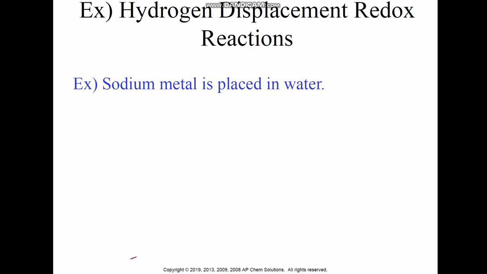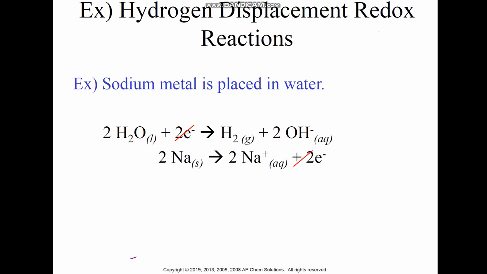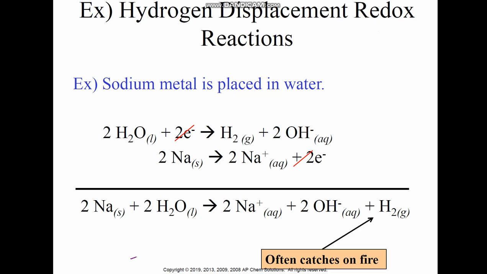When we have sodium metal placed in water, since sodium is on our list of things that displace hydrogen, sodium is going to displace the hydrogen. In our reduction reaction, the water gains the electrons, giving hydrogen and hydroxide, and sodium loses electrons to become sodium ions. Here we have our net ionic equation, and this hydrogen gas, when it is let off, if the reaction is really vigorous, can actually catch on fire.